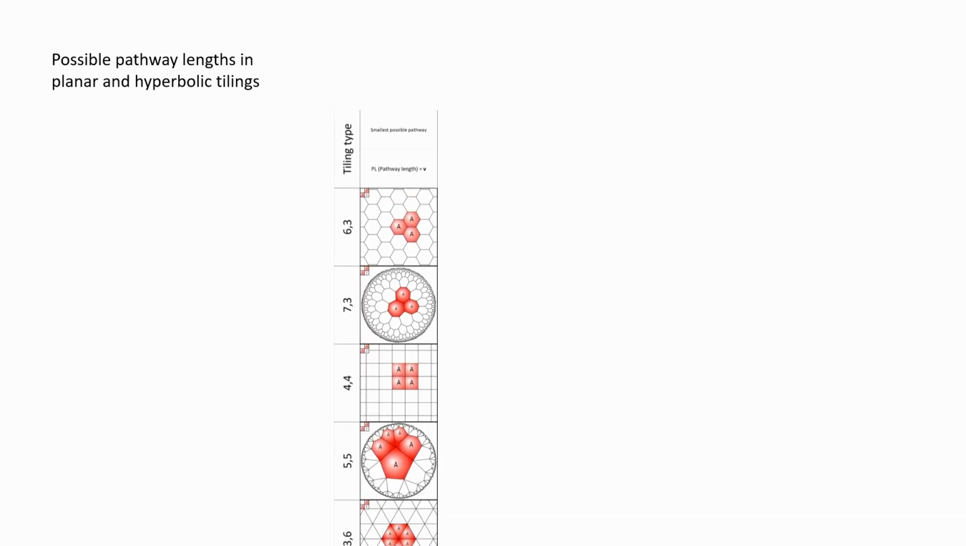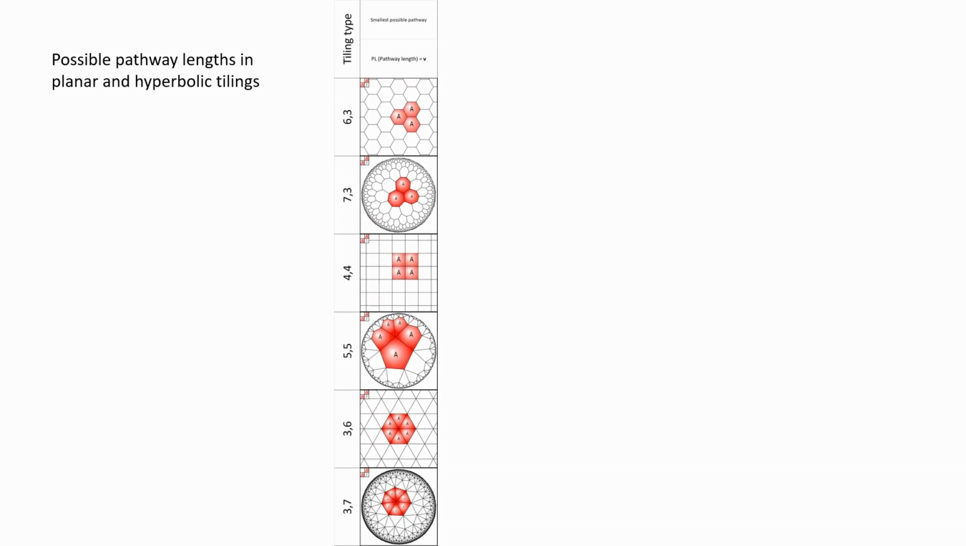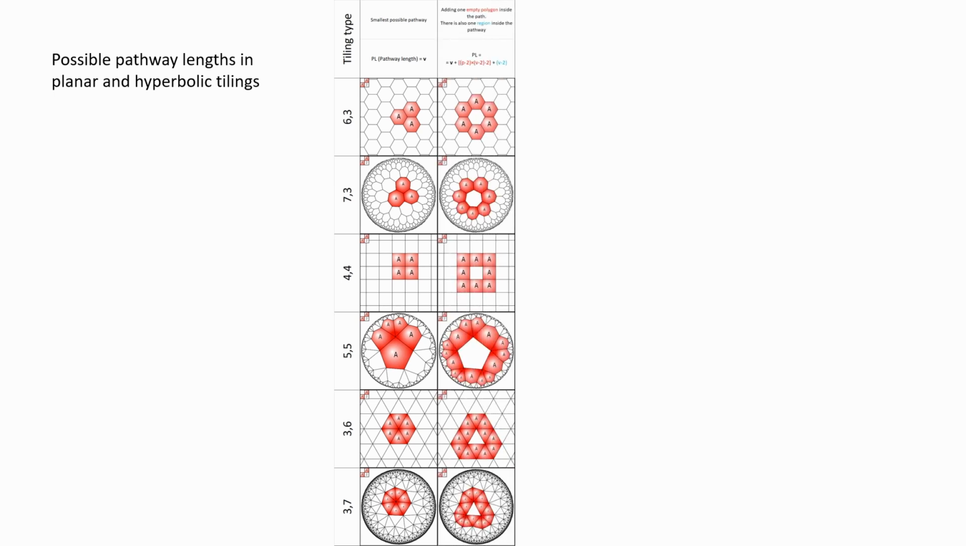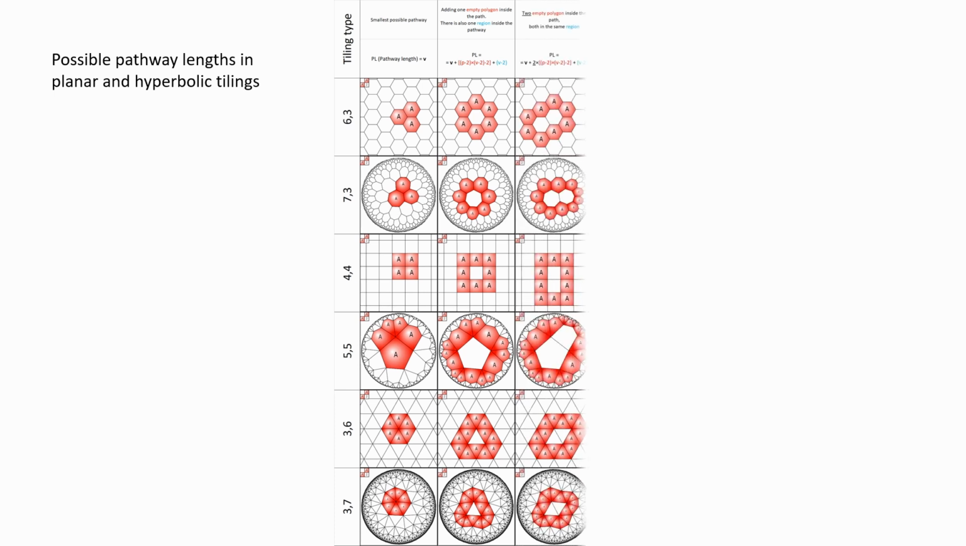Let's take some examples. The shortest pathway is equal to the number of polygon faces meeting at one vertex. The second shortest pathway is obtained by running the colored tiles around a polygon. Then, if we add more tiles to the shape enclosed by the pathway, the length of the pathway will increase by (p minus 2) times (v minus 2) minus 2.